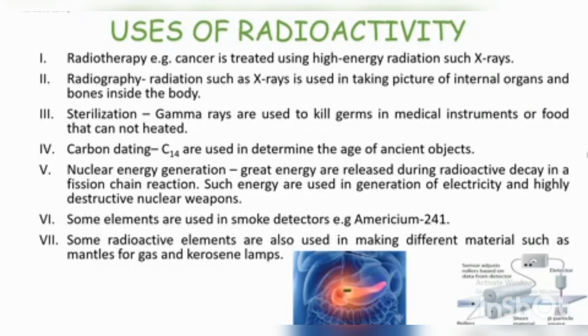Now let's look at the uses of radiation. One, radiotherapy: cancer is treated using high energy radiation such as X-rays. Hospitals use radiation in a wide range of ways: X-ray, CT and gamma radiation to produce detailed images of the human body, which provide valuable diagnostic information for doctors and their patients.